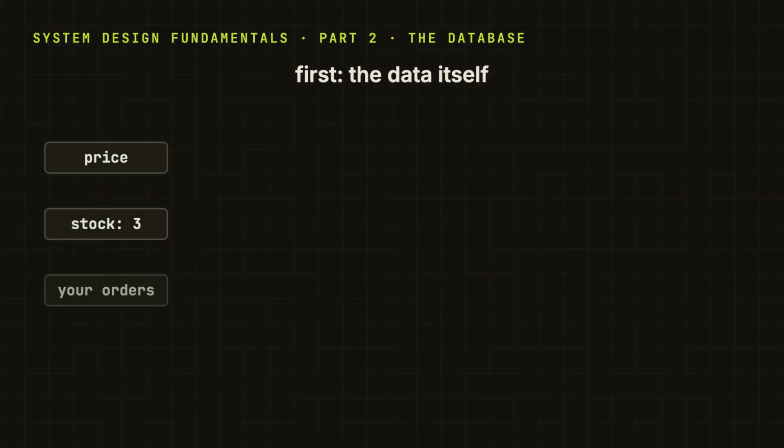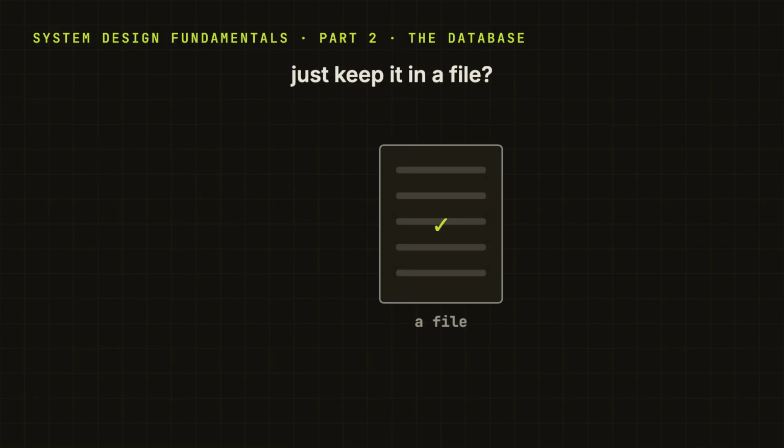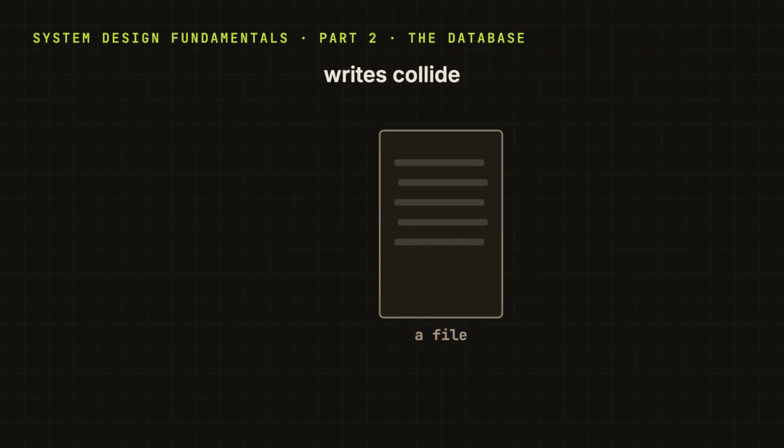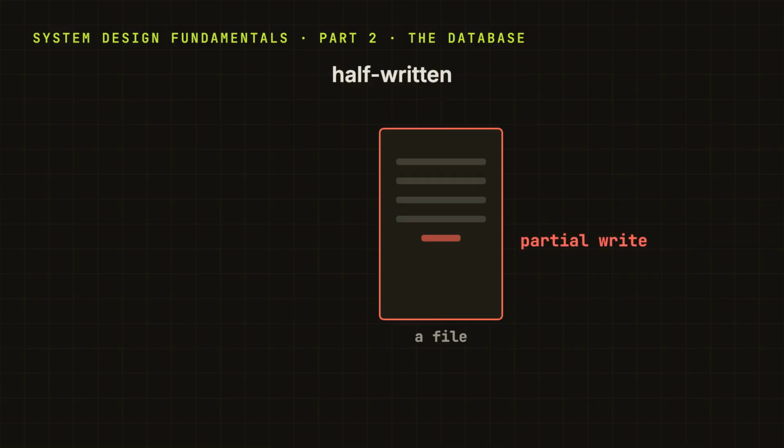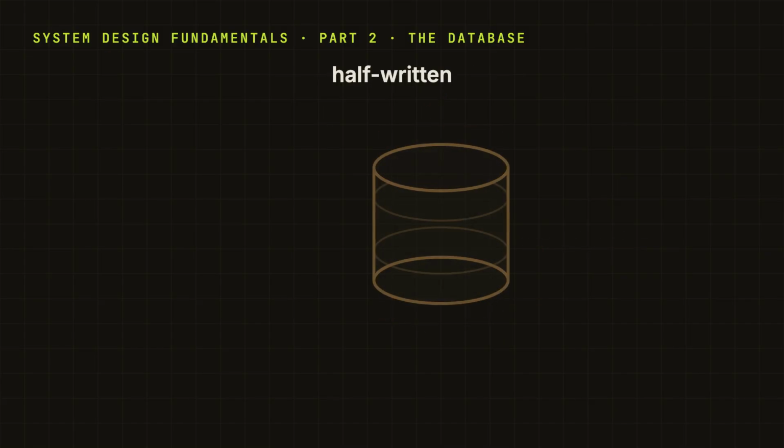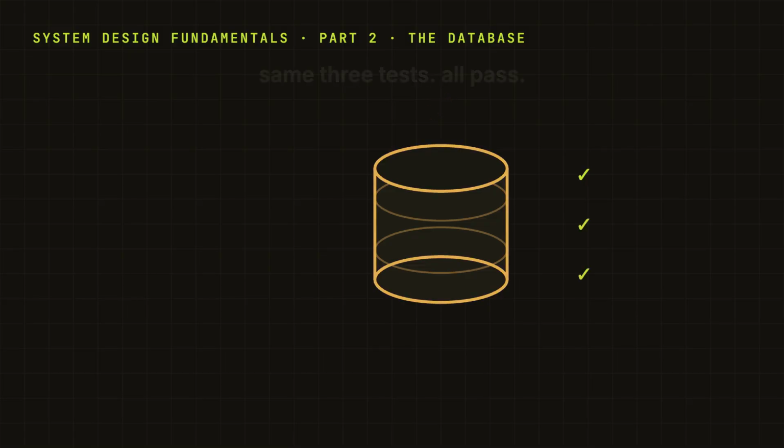Okay, the server needs data: the product's price, how many are in stock, your past orders. Now, you might think, just keep it in a file. But a file stops working the moment you have many users reading and writing at once, and huge amounts of data you need to search quickly, under the requirement that you never lose anything. So instead, we use a database, which is at a high level a specialized program built to store data safely and give it back quickly, even with thousands of people using it at the same time.